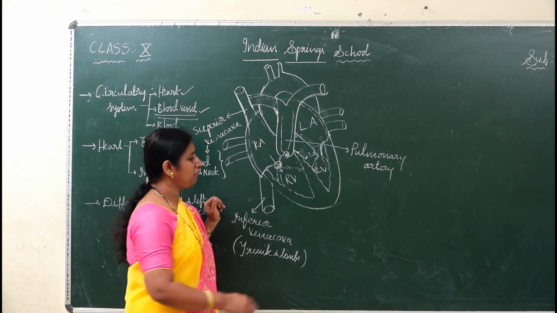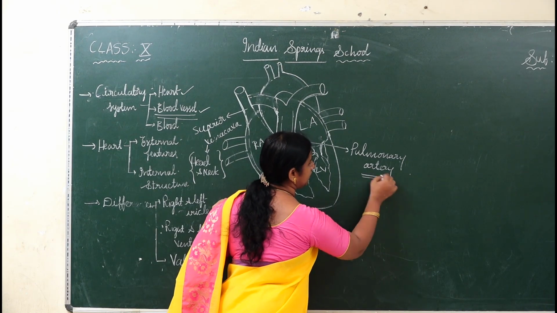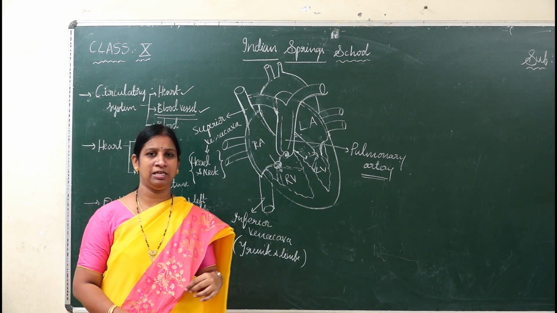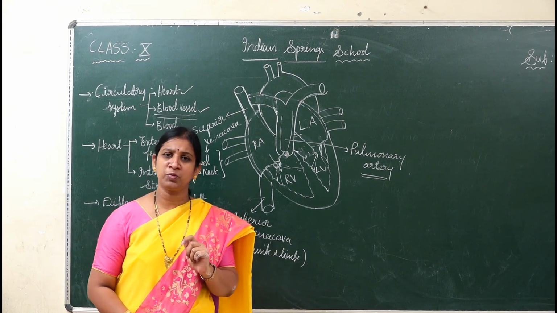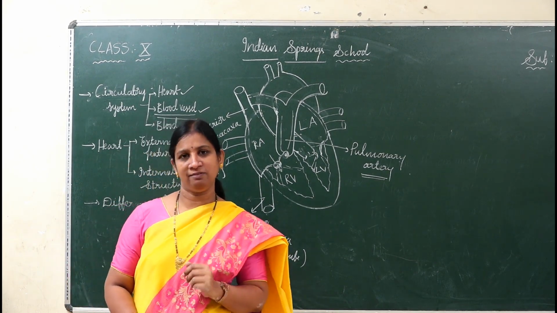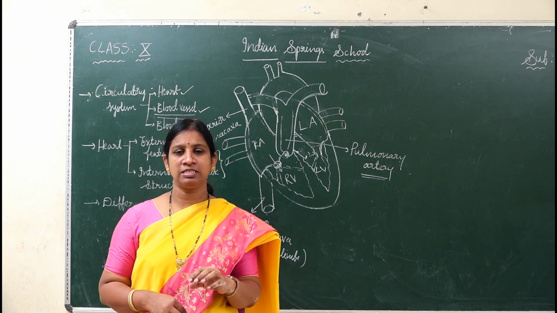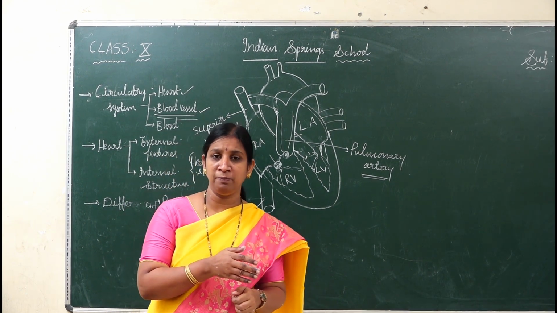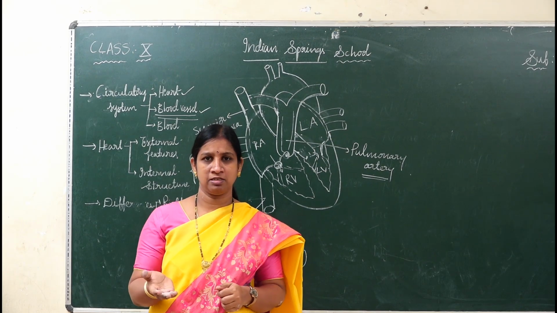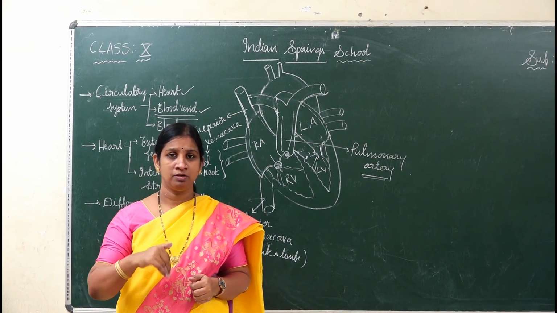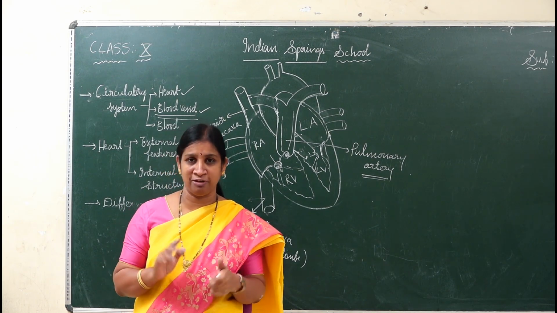Okay. So now, I want to say one important point about the pulmonary artery's speciality. Generally, artery means what? There are two important blood vessels: one is artery, another one is vein. Arteries always carry blood from heart to body parts, whereas veins collect blood from body parts to heart. So there is no change in that function.